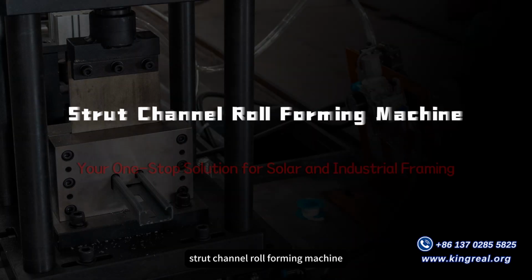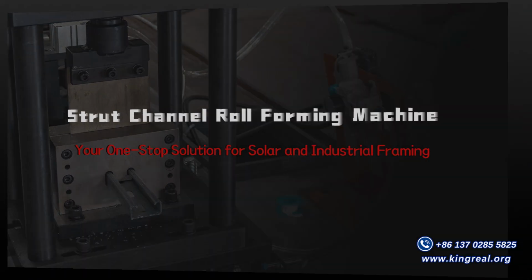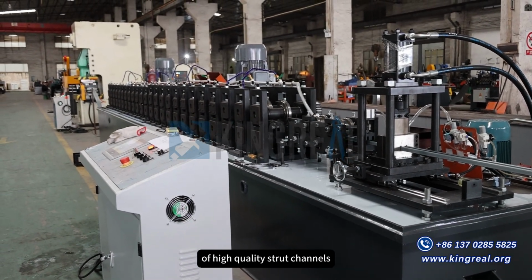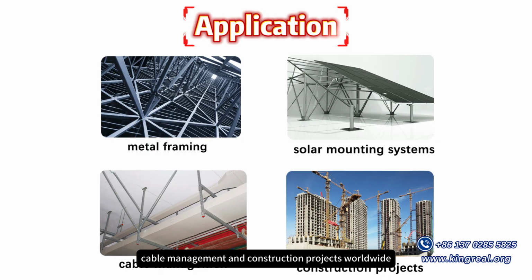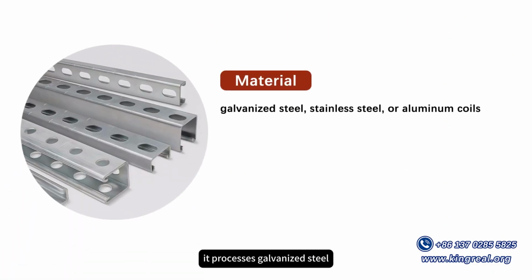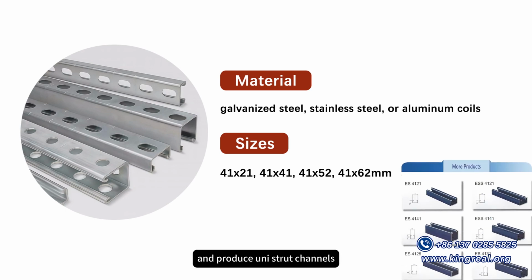Strut channel roll forming machine, your one-stop solution for solar and industrial framing. Our strut channel roll forming machine is designed for continuous production of high-quality strut channels used in metal framing, solar mounting systems, cable management, and construction projects worldwide. It processes galvanized steel, stainless steel, or aluminum coils into accurately shaped C-channels or strut channels with smooth edges and consistent dimensions, and produces Unistrut channels.